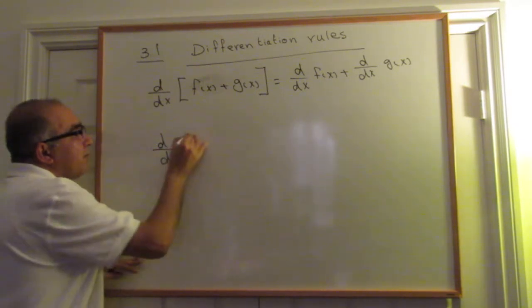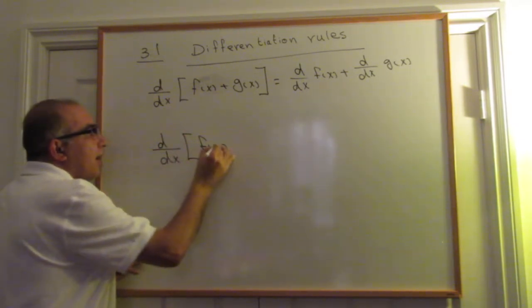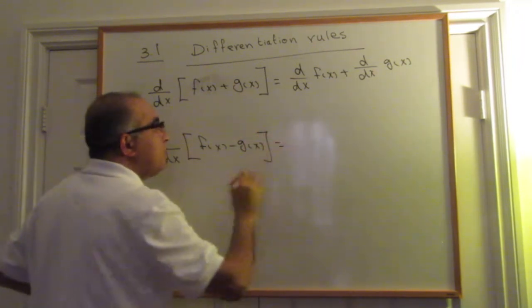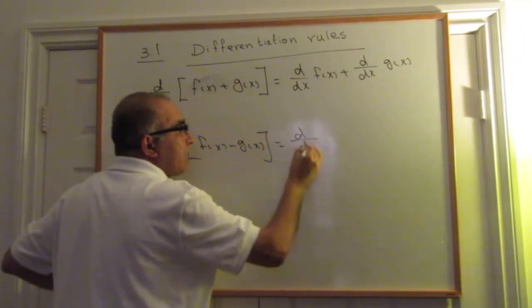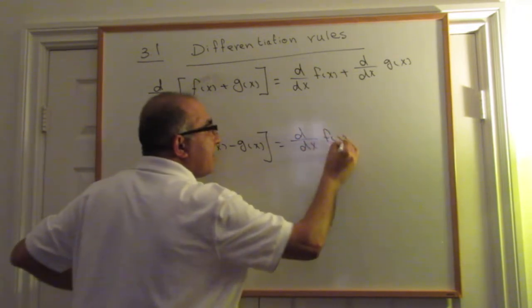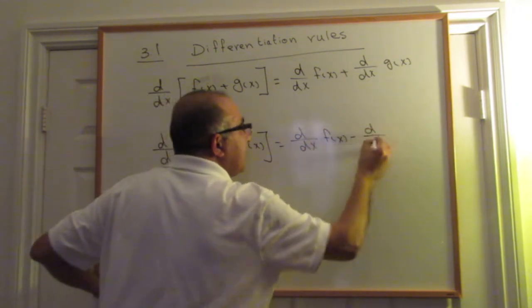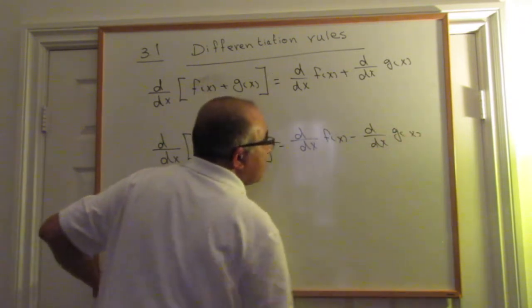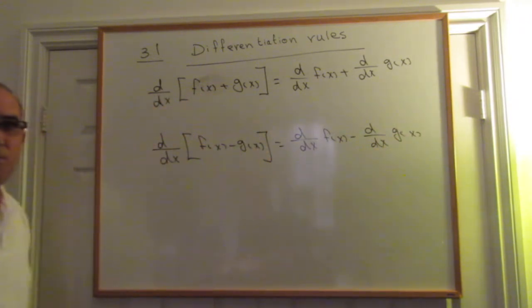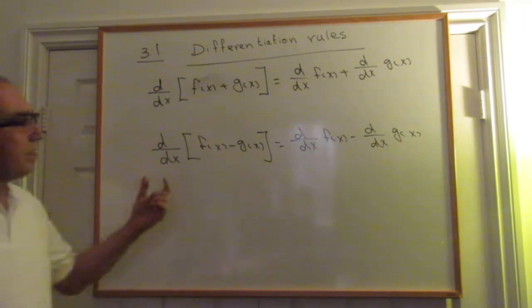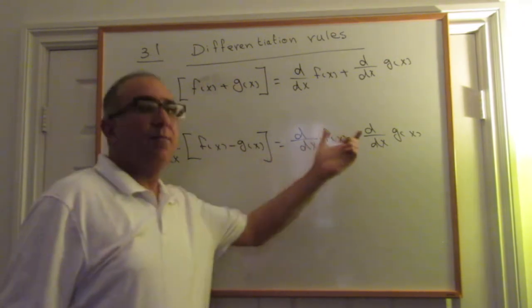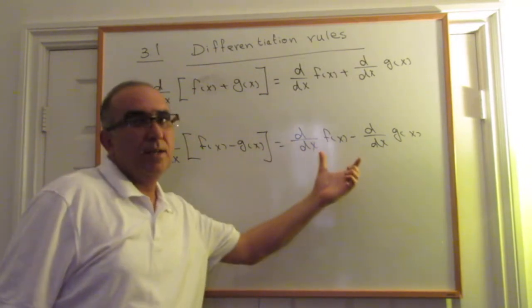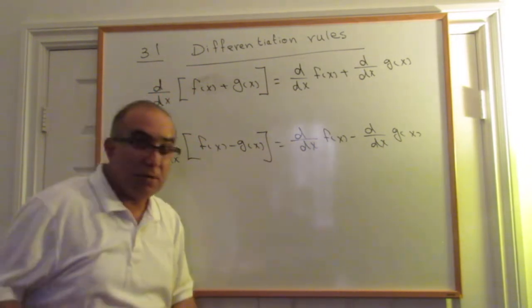D dx of f of x minus g of x, it's equal d dx of f of x minus d dx of g of x. The rules are similar to the limit rules. The addition and subtractions, they are similar to the limit rules. Now, let's do an example.